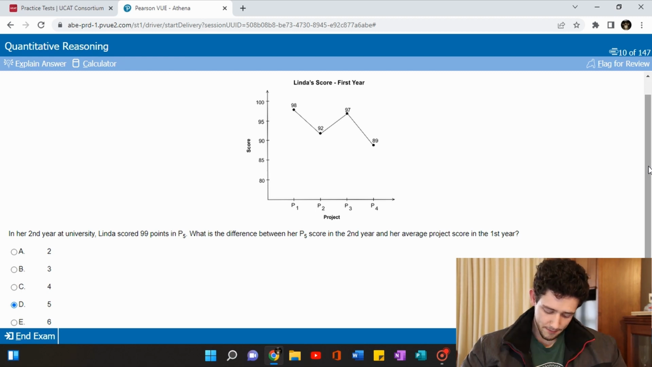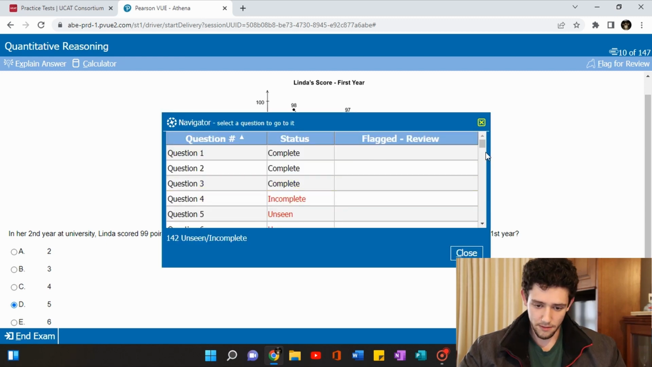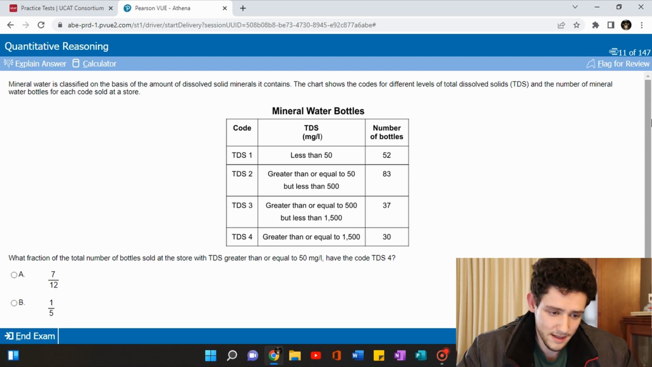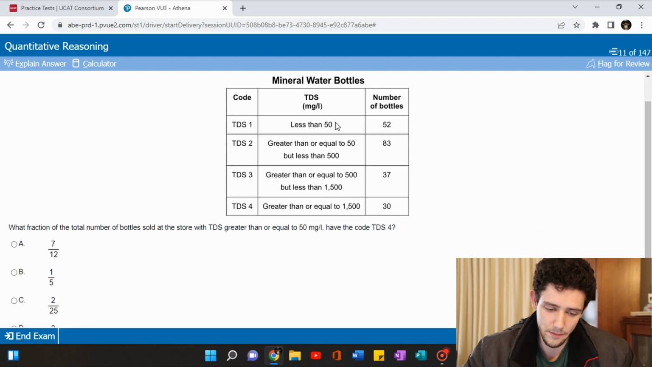What questions should we do now? I'll find one right away. Okay, this is a percentage question. Mineral water is classified on the basis of the amount of dissolved solid material that it contains. The chart shows the codes for different levels of total dissolved solids, TDS, and the number of mineral water bottles for each code sold at the store. So this is the data that we're given.